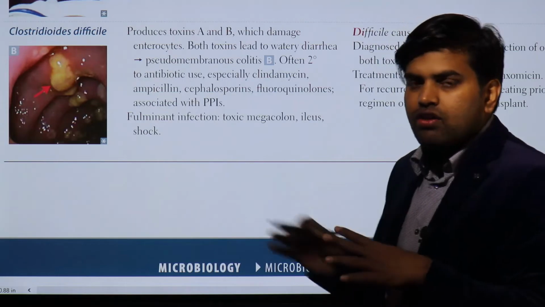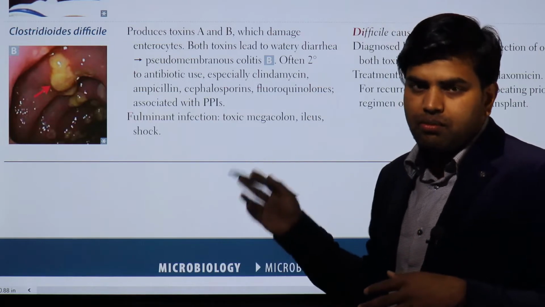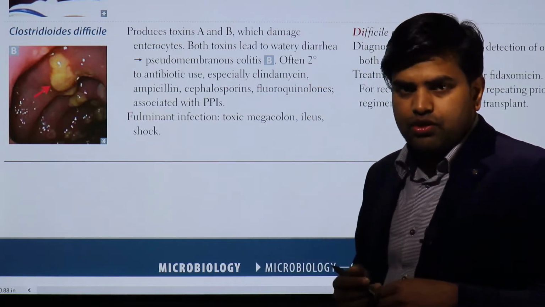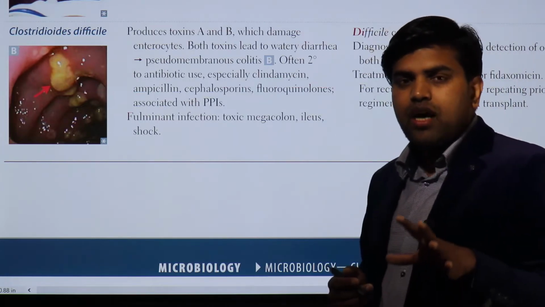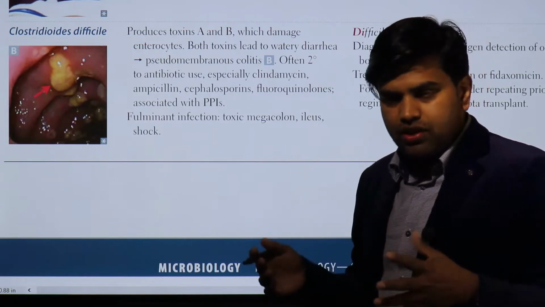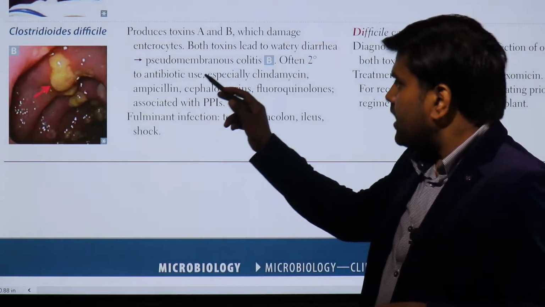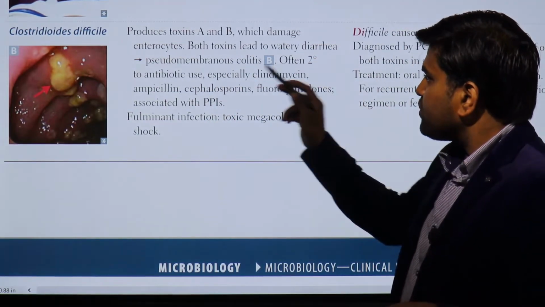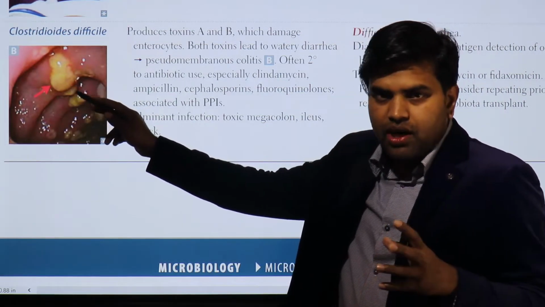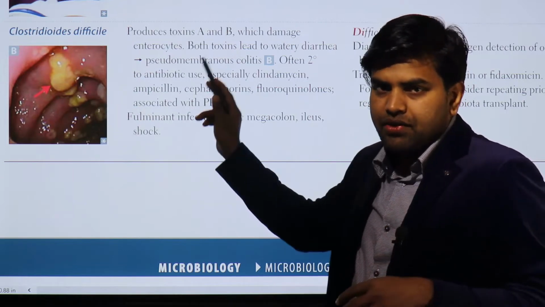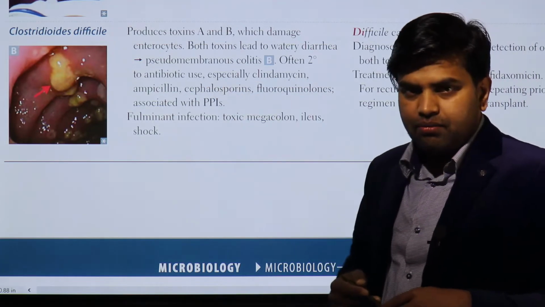So this is a disease not occurring in normal people. This is a disease occurring after antibiotic therapy, mainly clindamycin, penicillin and fluoroquinolone antibiotics. After getting proliferated, it produces toxin A and B, which damage the enterocyte, that is our enteric cell. Both toxins lead to watery diarrhea and pseudomembranous colitis. You can see in the picture the yellowish part, that is the pseudomembrane formed by this toxin-producing bacteria, and then it causes the severe diarrhea.